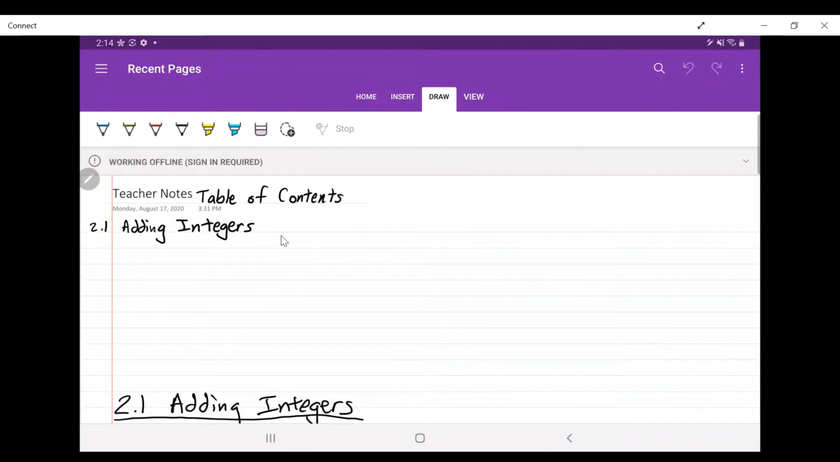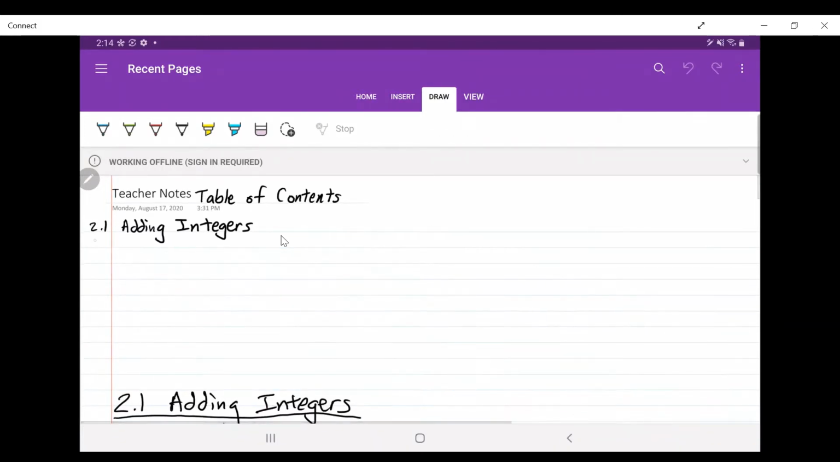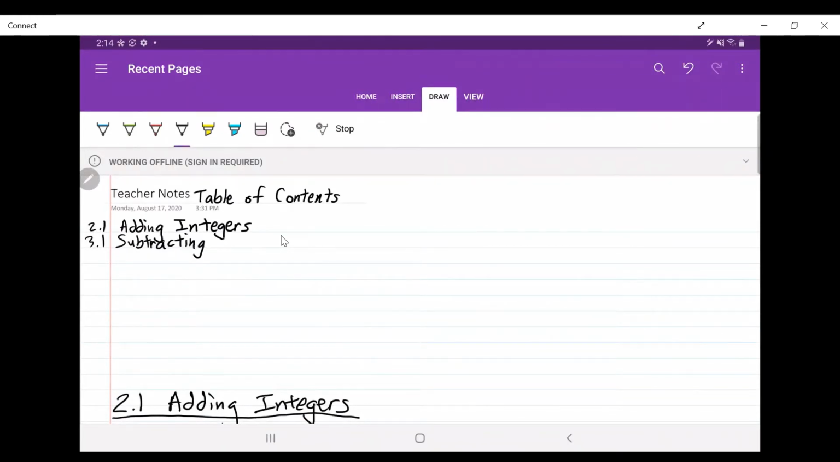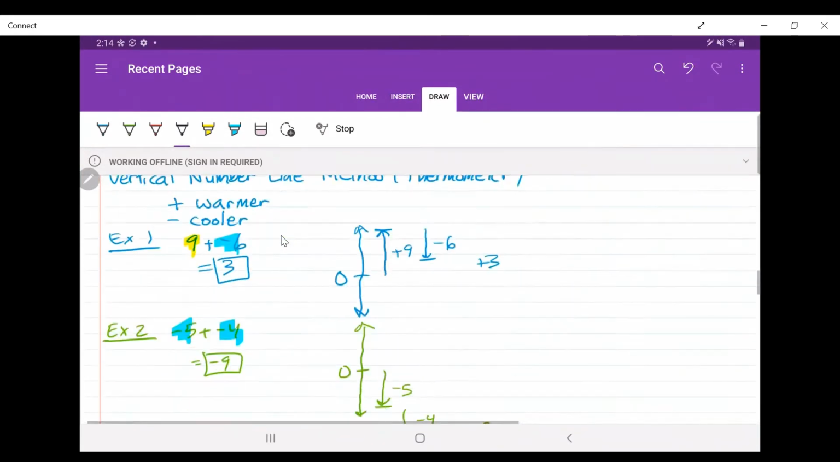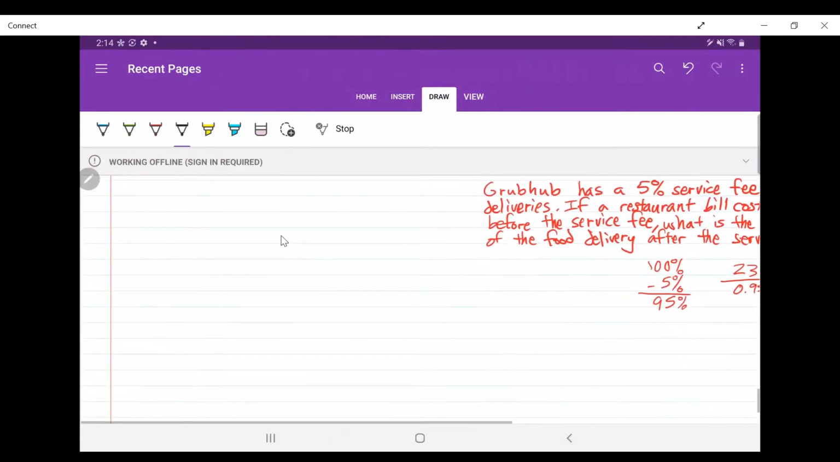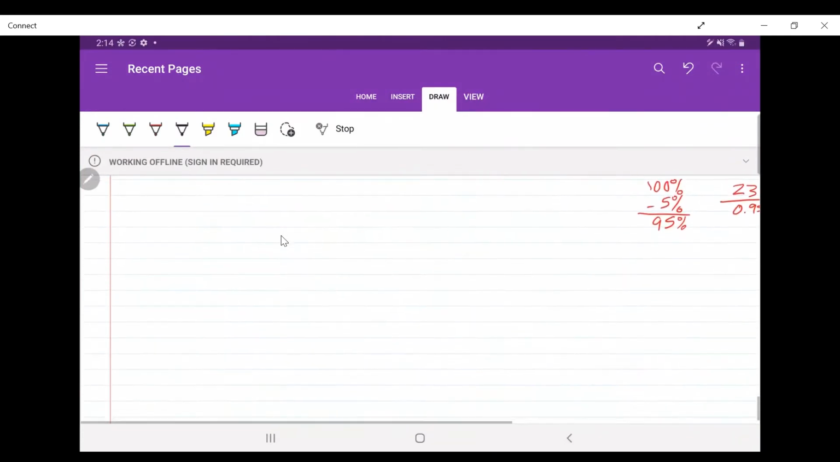For week 3, we'll be taking notes on subtracting integers. So wherever you left off for adding integers in your notes, please turn to the next empty page and label that page as subtracting integers.